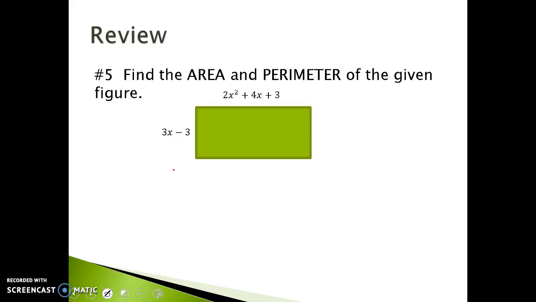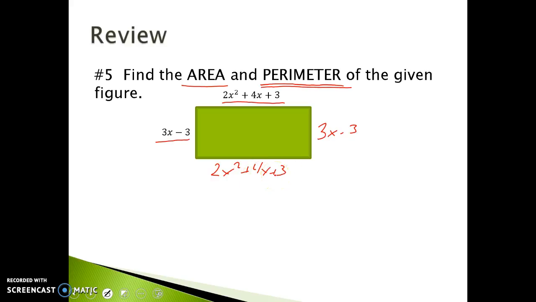Another thing we talked about was the perimeter and the area of any given figure. So I'm going to go ahead and do the perimeter first. The perimeter is what you get when you add everything together. So for example, if this side is 3x minus 3, so is this side. If this is 2x squared plus 4x plus 3, then this side is as well.